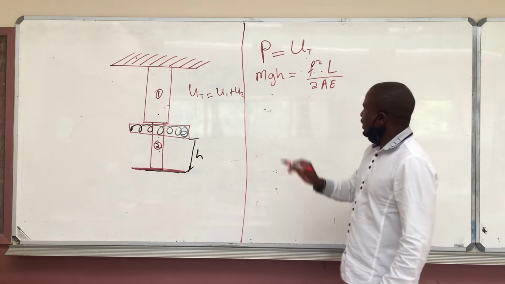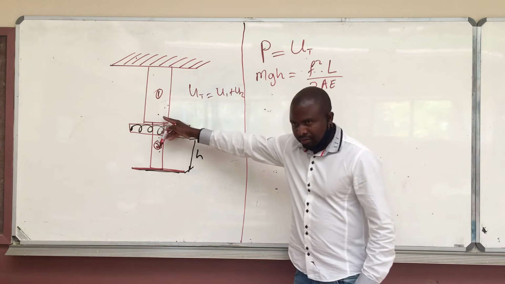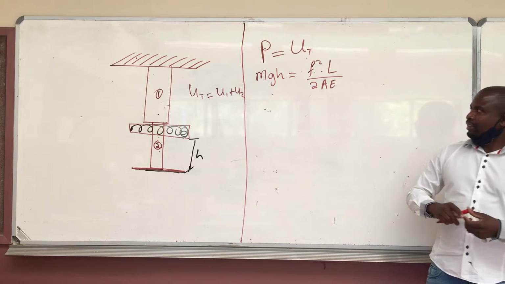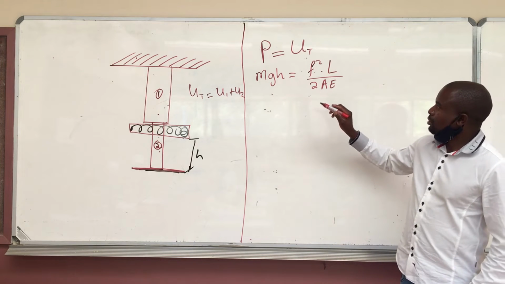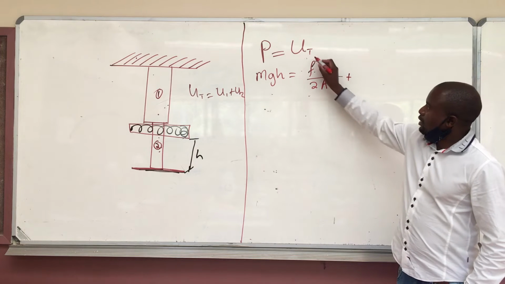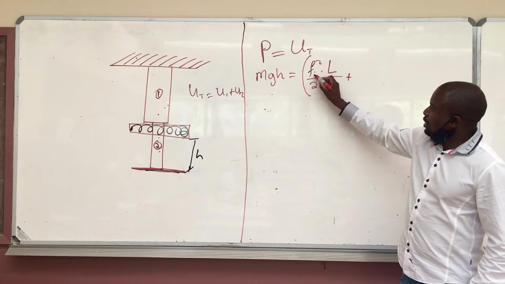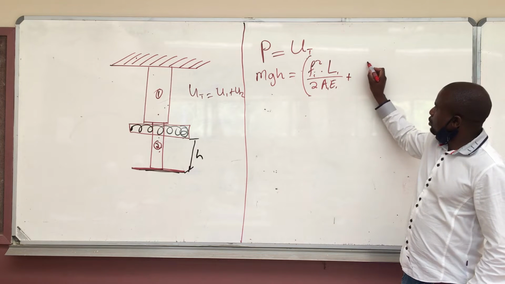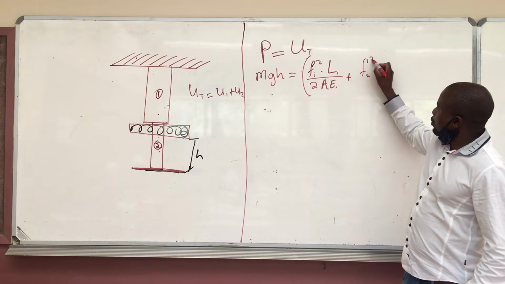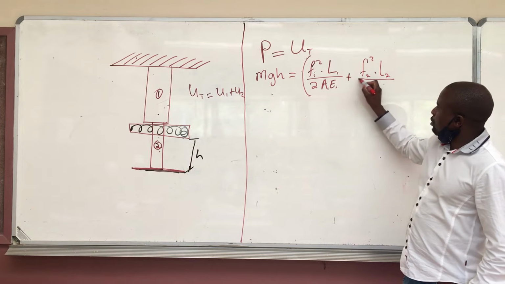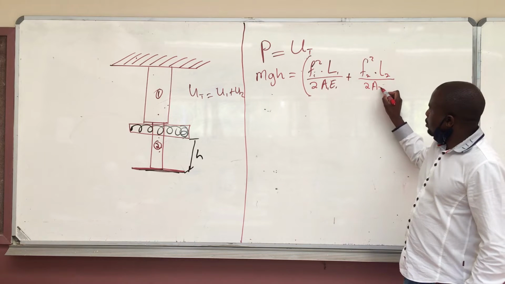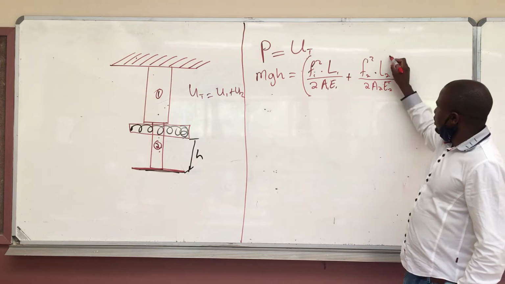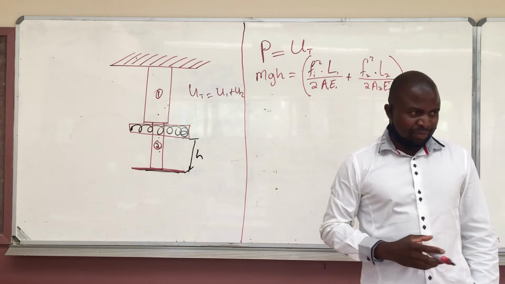So in this case, is this formula correct? No. What must I do? I add. This one is F1 squared L1 over 2A1E1, and I add for 2: F2 squared times L2 over 2A2 times E2. This is our strain energy.